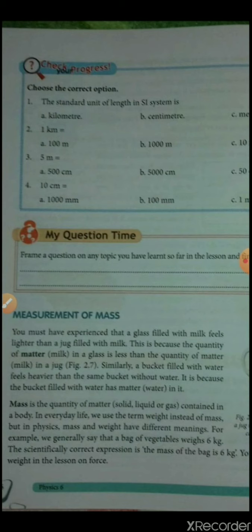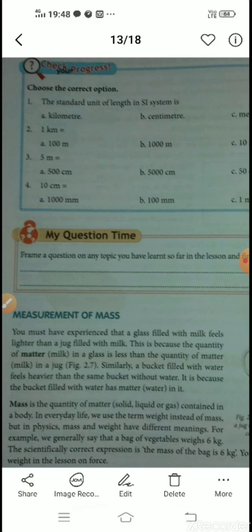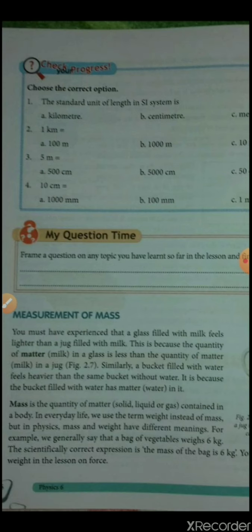You know the three states of matter: solid, liquid and gas. For solid, consider your book as an example. For liquid, water or milk or juice, anything. And for gas, oxygen, hydrogen, LPG, all these are gaseous things. In everyday life we use the term weight instead of mass, but in physics mass and weight have different meanings. When you go to higher classes you will understand the difference between weight and mass. Both mass and weight use similar kinds of units, but weight you will learn in your upcoming lessons. Now let us focus only on mass.